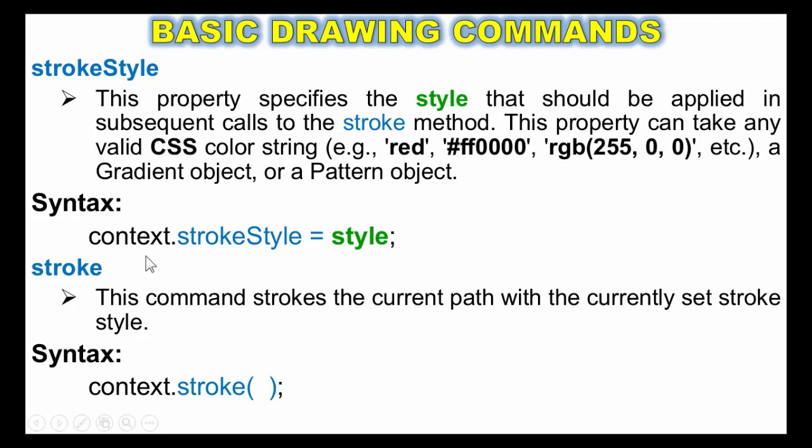And the syntax, you write the word context followed by a period, the command strokeStyle, put equals, and then the color or stroke style, like red, green, and so on, or even hexadecimal format, or by calling the function rgb. Next, the stroke command strokes the current path with the currently set stroke style. This command stroke will definitely draw the line or a circle or an arc with a color or stroke style.